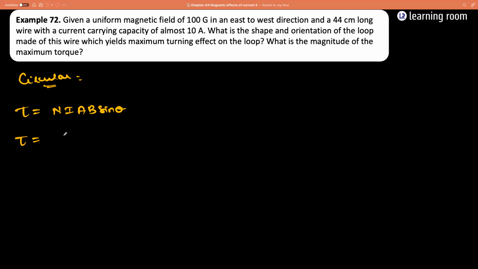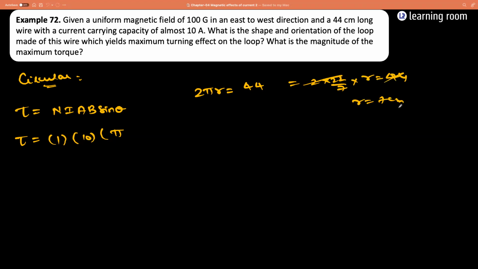Sir, 1.5 into 10 power minus. Is it only one turn? So 1 into, let me write the expression alone. 10 into area, which is going to be pi r square. What is the value of r square? 2 pi r should be equal to 44. Sir, r is 7. So r is 7 centimeter.